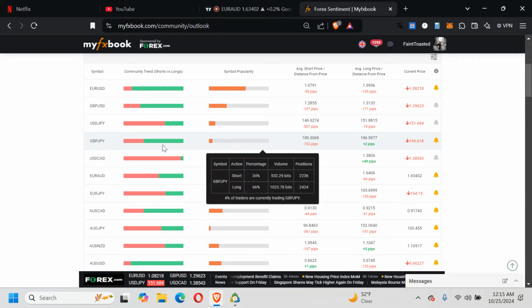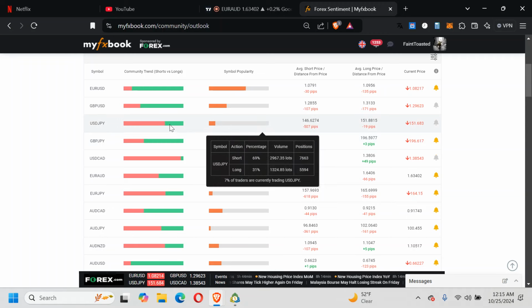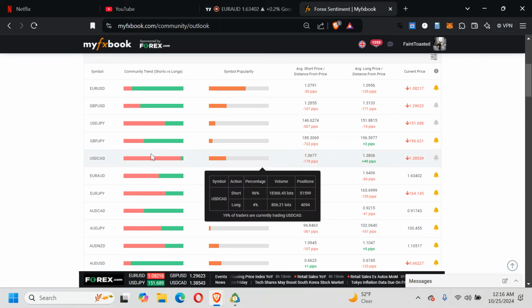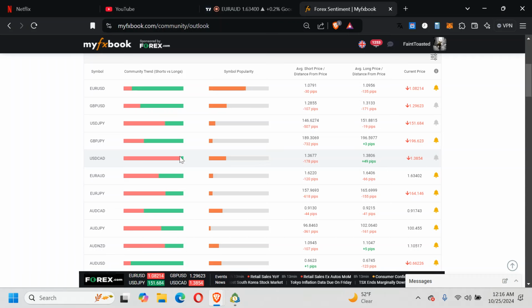66, 34, 3169. The way it works is, the smaller side is the winning side. And that's basically how I'm going to trade. So you see how this is like 49, right? The long side is going to continue to go all the way, wherever it's going to go.